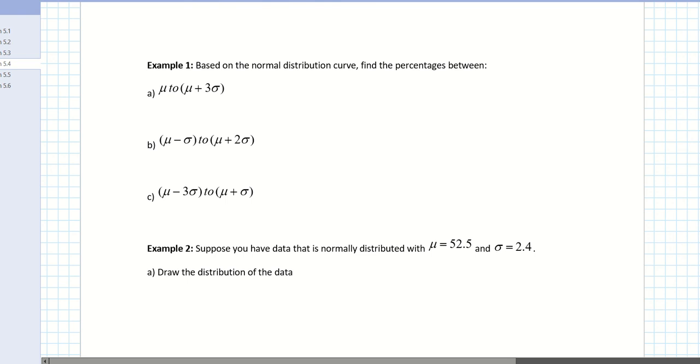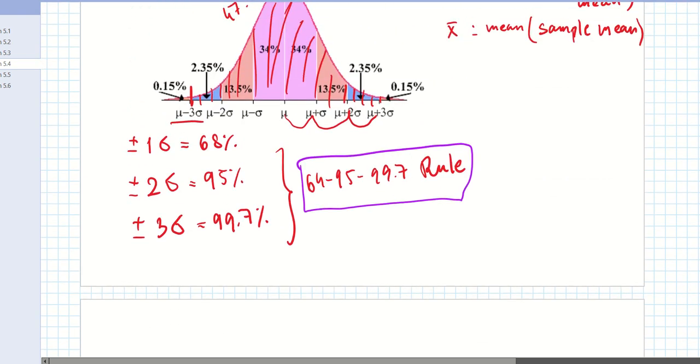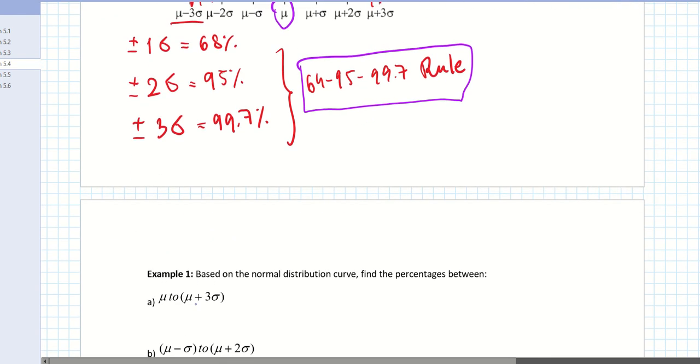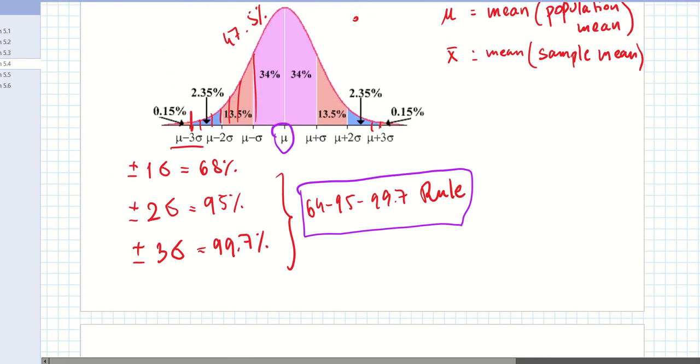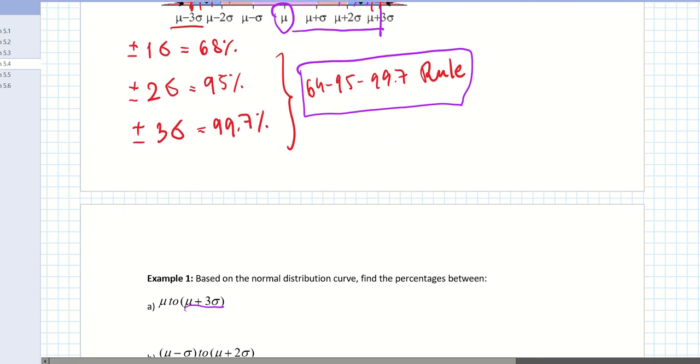Which means if you look back at our diagram here, we're going to go from the mean, our mu, starting here, all the way to plus 3 sigma. So we're going to go from here all the way to here. We need to find what this area is from the mean to the right, mean plus 3 sigma. So that's going to be 34% plus 13.5% plus 2.35%. That's what the area is going to represent.